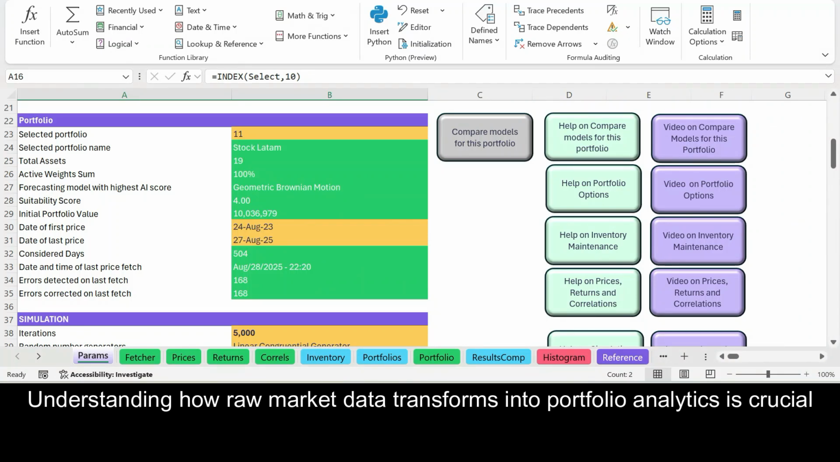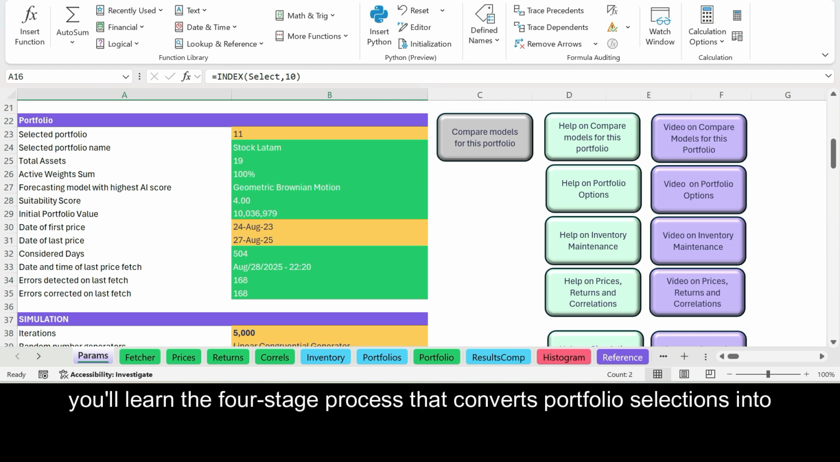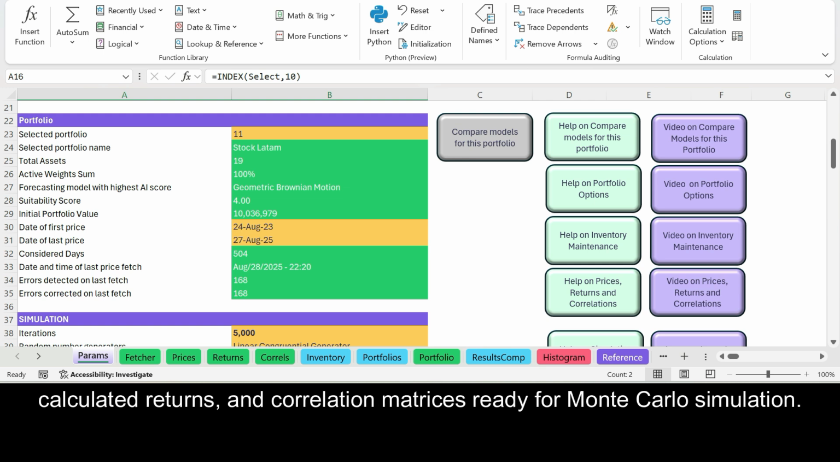Understanding how raw market data transforms into portfolio analytics is crucial for reliable risk management. In this video, you'll learn the four-stage process that converts portfolio selections into clean price data, calculated returns, and correlation matrices ready for Monte Carlo simulation.